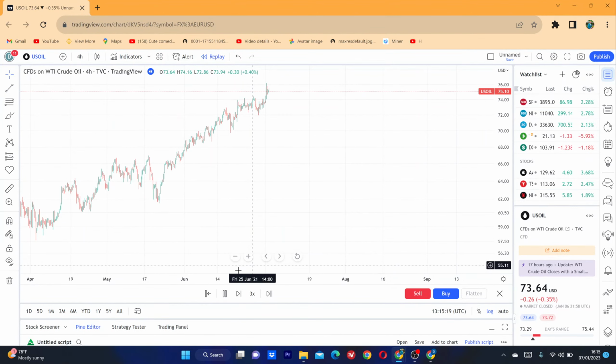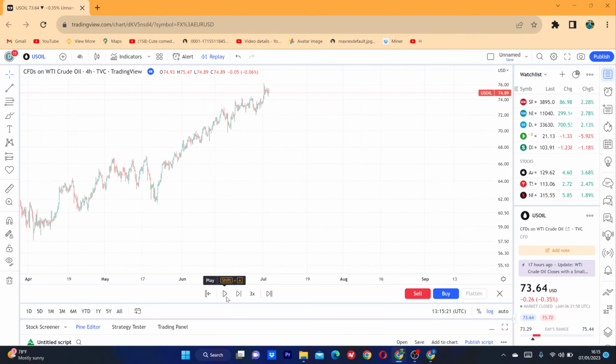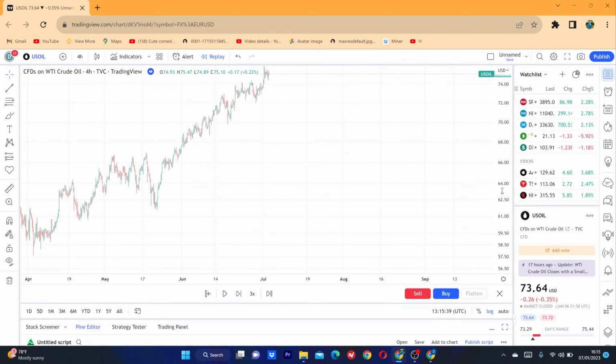I don't know how many days we have gone back, but you can see the last one over here is on Friday 2nd July 2021. So we are like 2 years back on the US oil, and we'll be doing the price action rules over here. This is going to be very interesting.